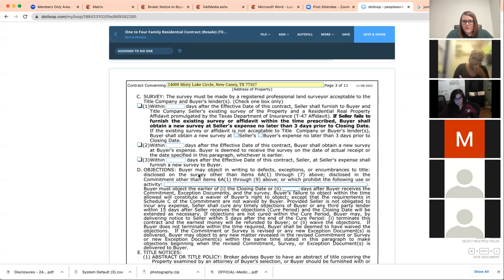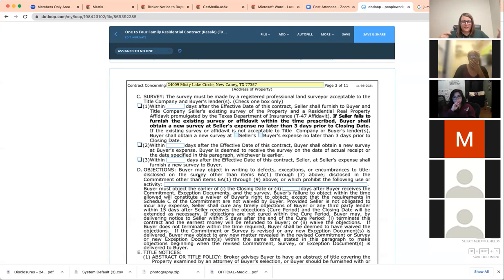Now, if they don't do that, and know this from the listing side, if you don't deliver that, it doesn't mean you can cancel. It just means the seller is now going to have to pay for a new survey. It doesn't just kill the deal. The seller is just now going to be spending money on a new survey. So very important on the listing side. Less important on the buyer side because the buyer doesn't have to do anything about it.